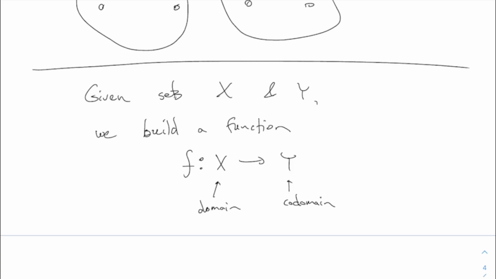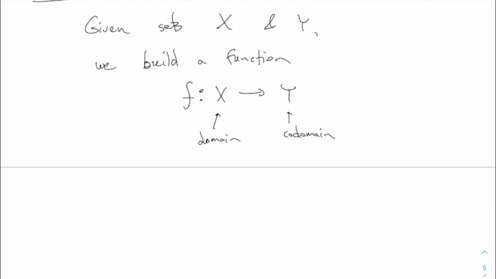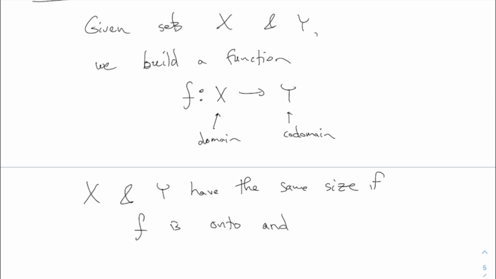Onto means, given sets like this, we build a function like this, and X and Y have the same size. If f is onto, it means that nothing in the codomain is missed. It also has to be the case that every person goes to a house. It's not like two people go to the same house. Remember what that's called? That is called one-to-one. So onto and one-to-one.